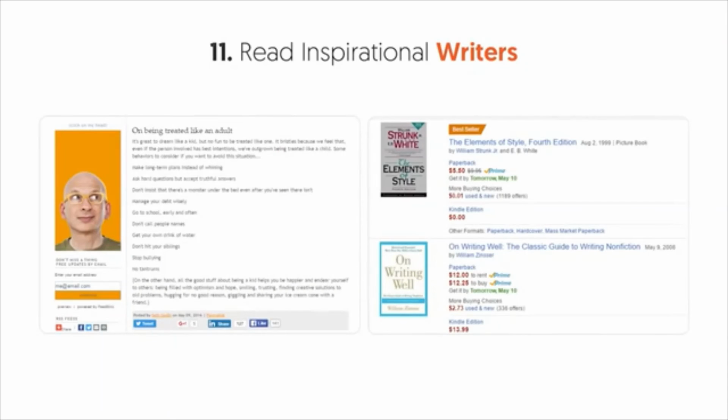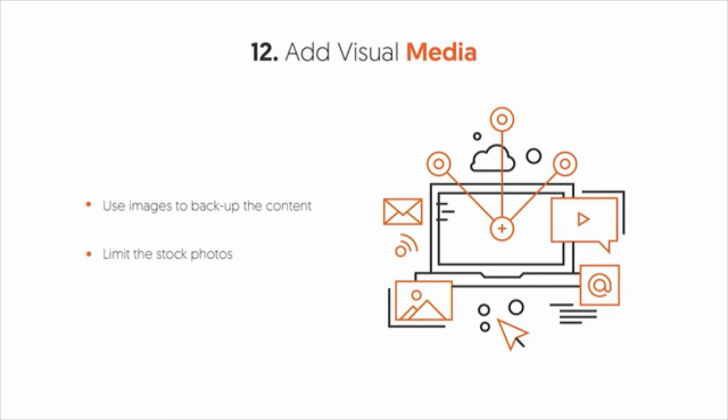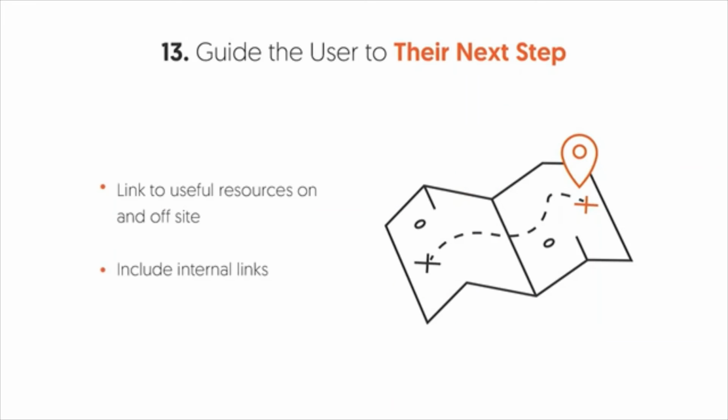11, read inspirational writers. I read people like Seth Godin or Guy Kawasaki. Love their writing style. Go find ones that really resonate with you. Read it because it'll help you become a better writer. You also want to add visual media. I use a ton of images as well as videos and even sometimes audio files, and it helps convey my message. An image says 1,000 words, right?